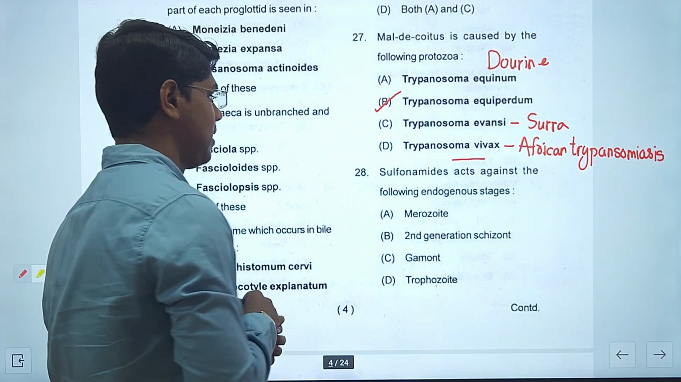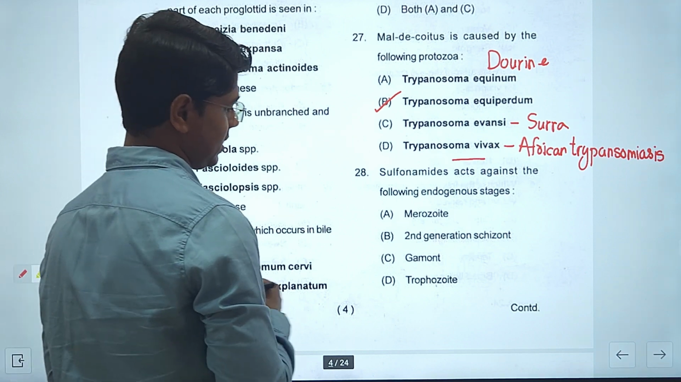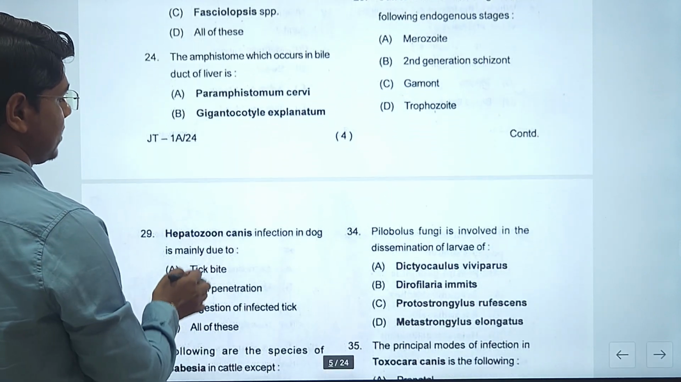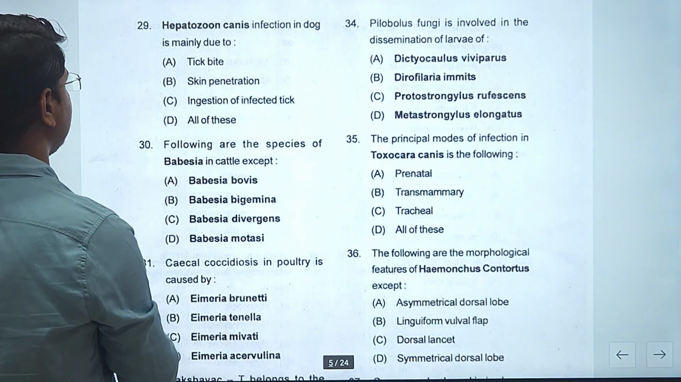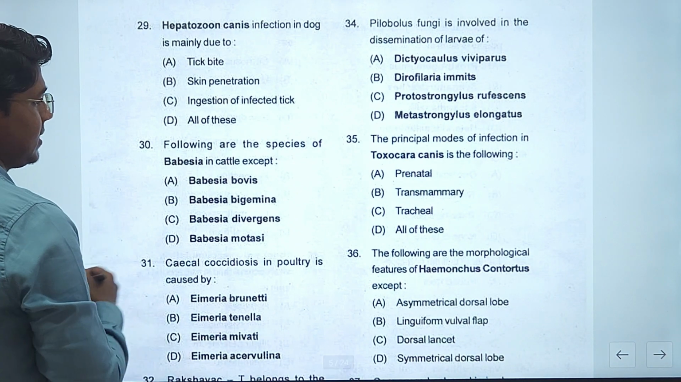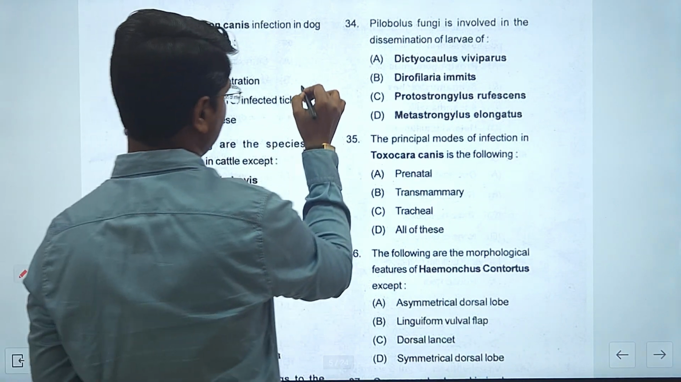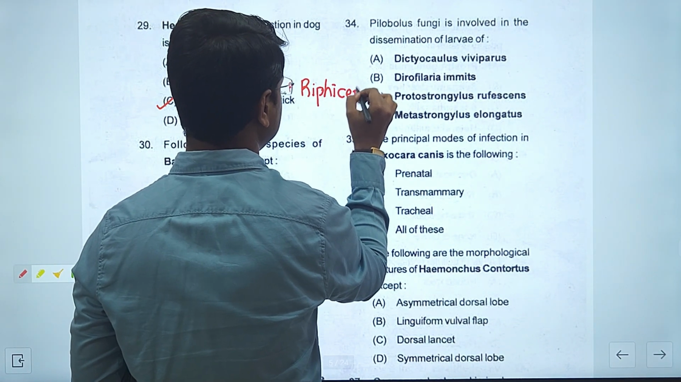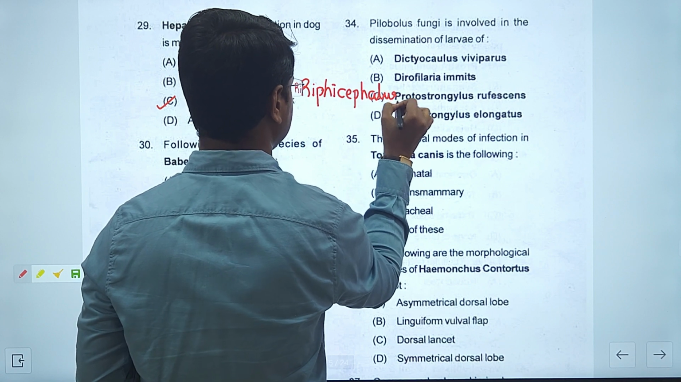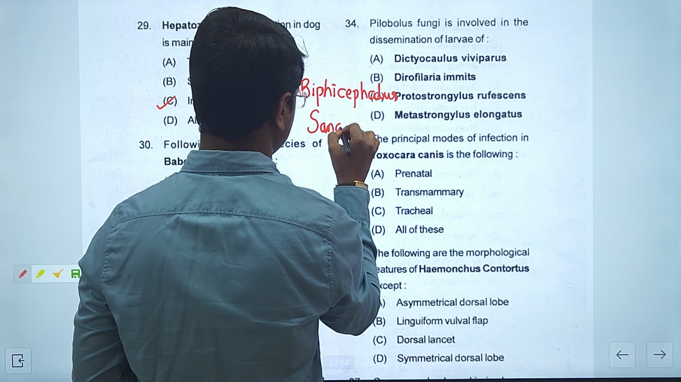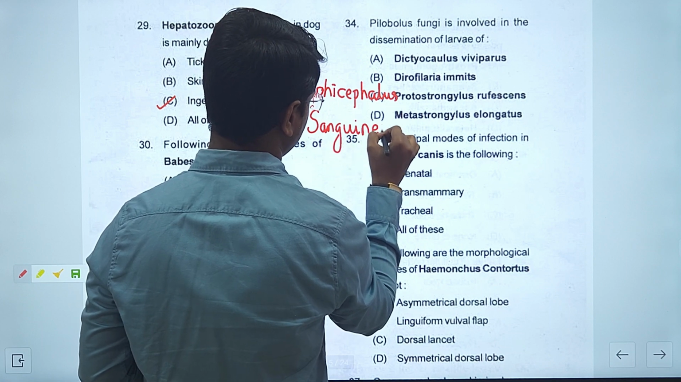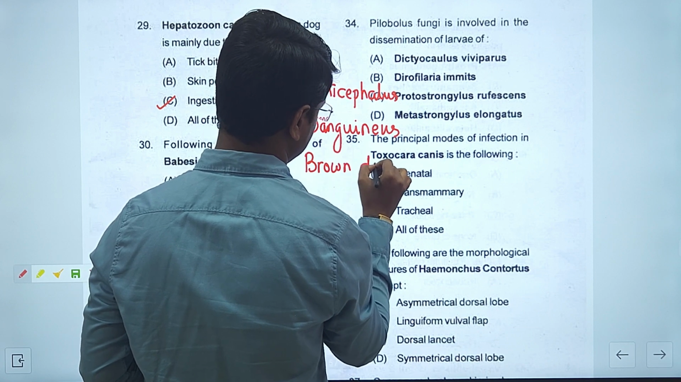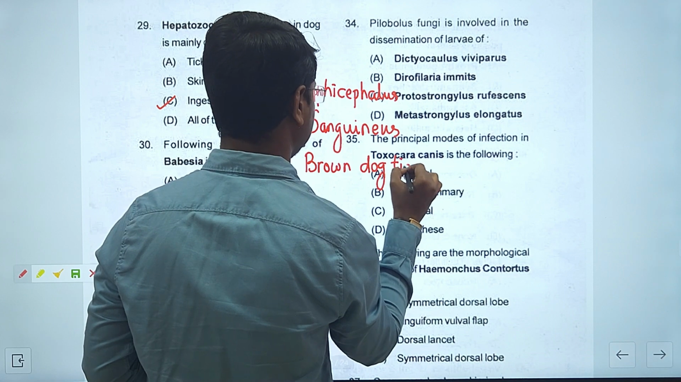Next question. Sulfonamide acts against the following endogenous stage: the second generation schizonts. It is a very good coccidiostat. Hepatozoon canis infection in dog is mainly due to ingesting the infected tick. The responsible tick is Rhipicephalus sanguineus, also known as the brown dog tick.